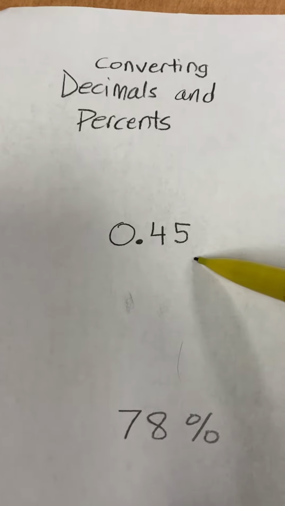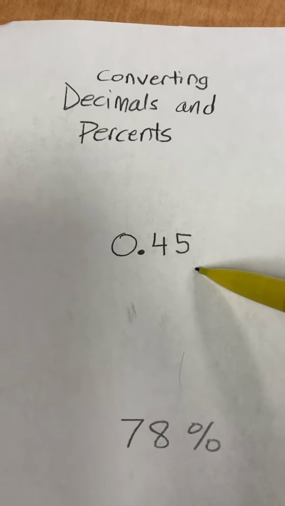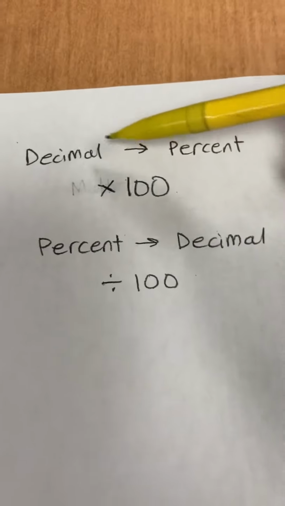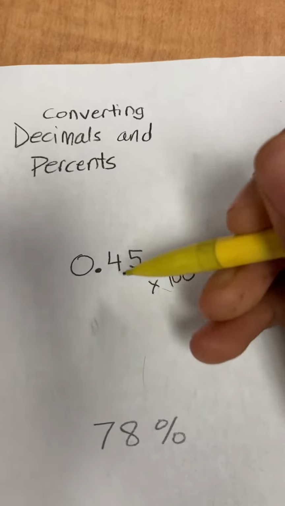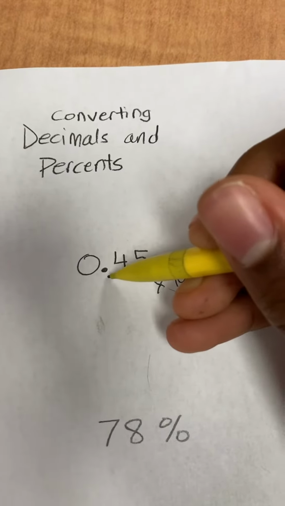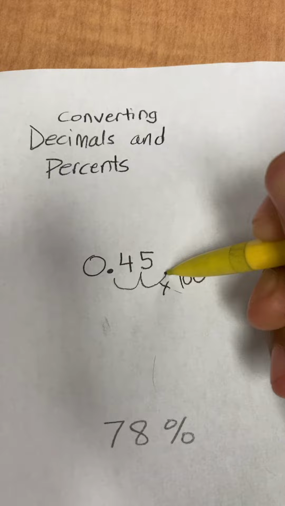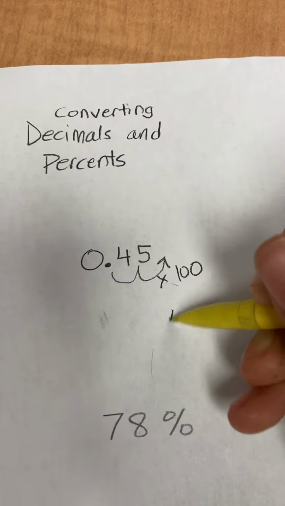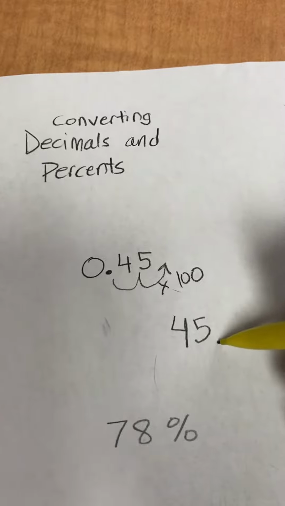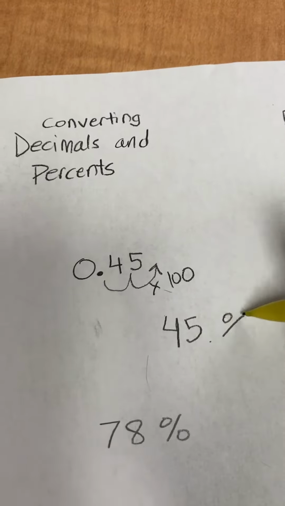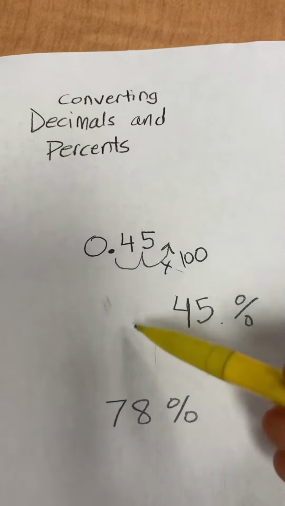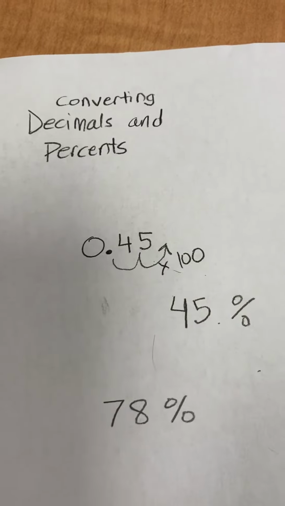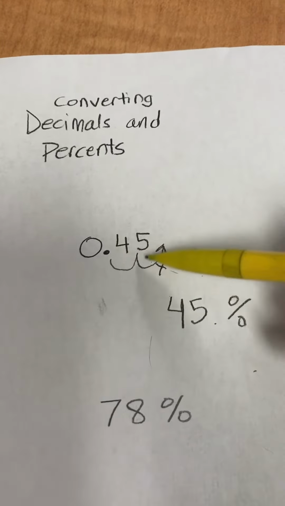So this is obviously a decimal. If you want to convert this to a percent, you multiply by 100. So you're going to multiply this by 100. But in this case, you can actually just move the decimal 2 times to the right. After you move the decimal 2 times to the right, you can put the percent sign, turning it into a percent. So that's how you turn this decimal into a percent. You just multiply by 100, which is just moving 2 times to the right.